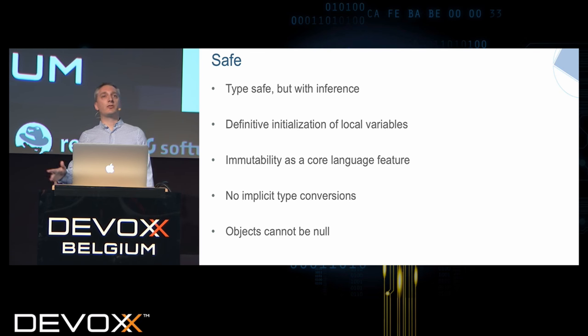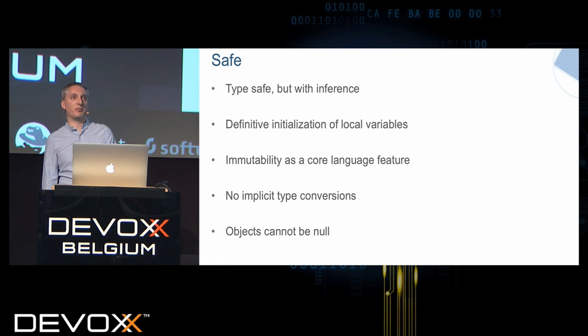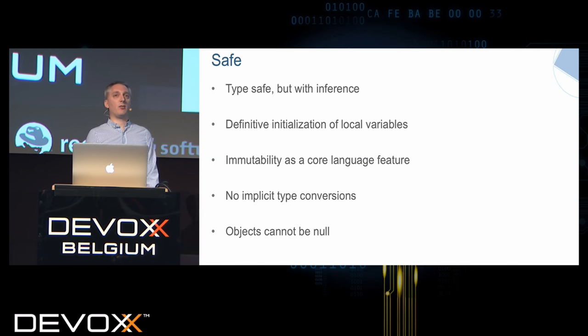It's also safe because it solves a whole category of problems which are well known that C and C++ have been dogged with. So for example, in C and C++, you don't have to initialize your variables, and if you don't, their contents are undefined. Well, you have to in Swift. All your variables have definitive initialization. It has immutability as a core language feature, and what I mean by that is that it's just as easy to define something as a constant as a non-constant, and in many ways, defining things as constants is the right way to do things.